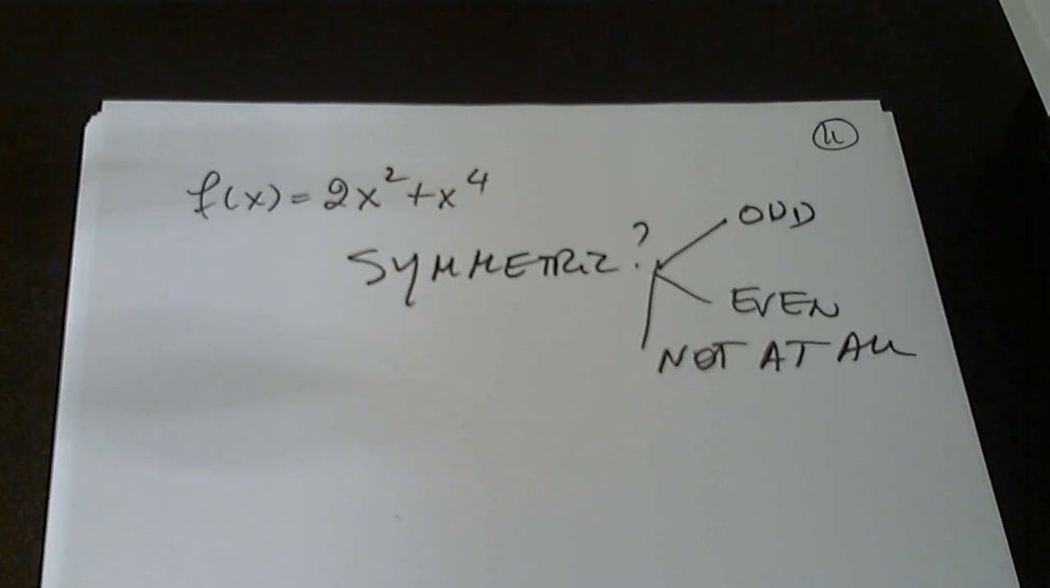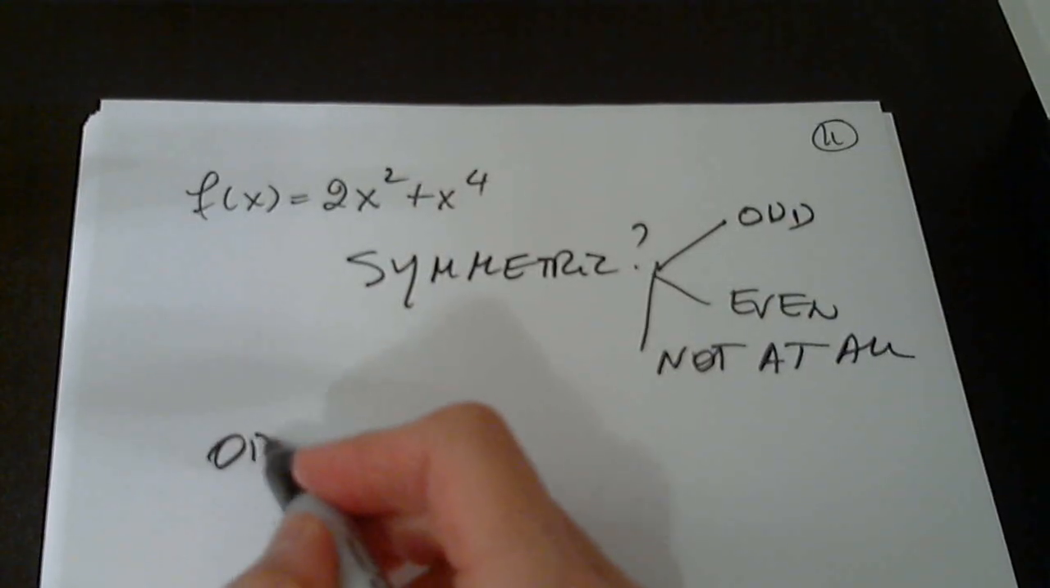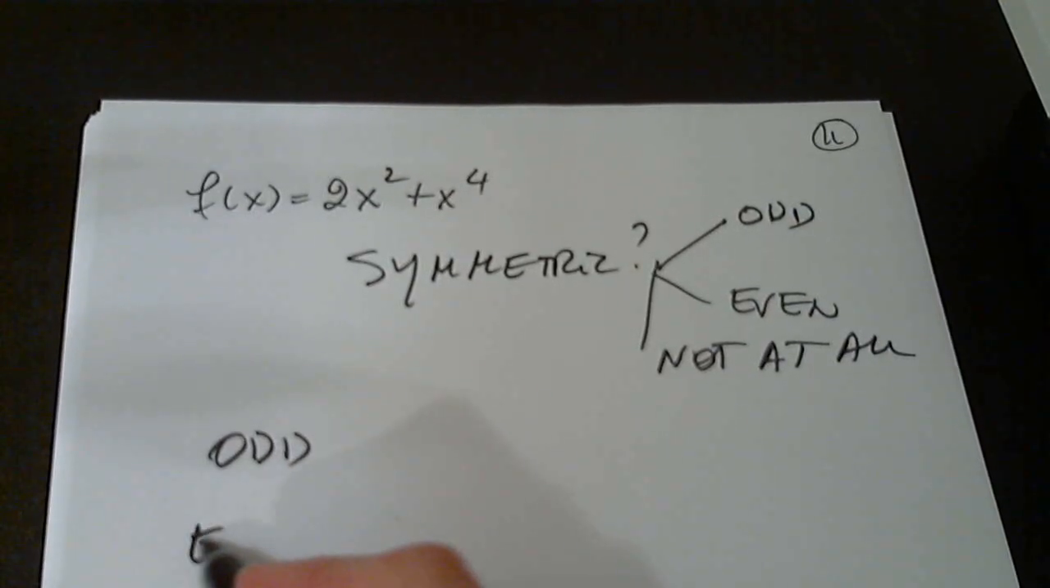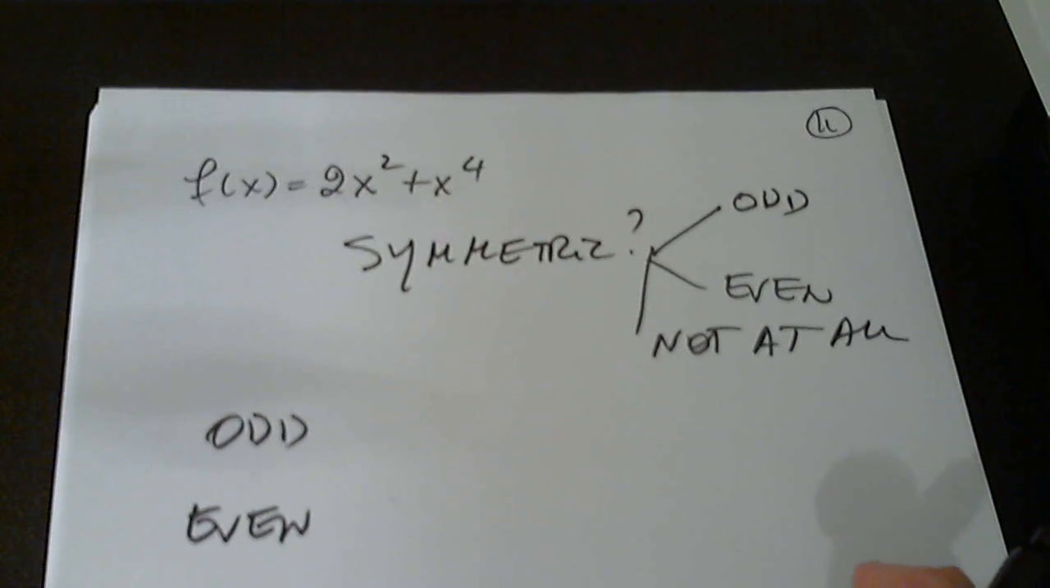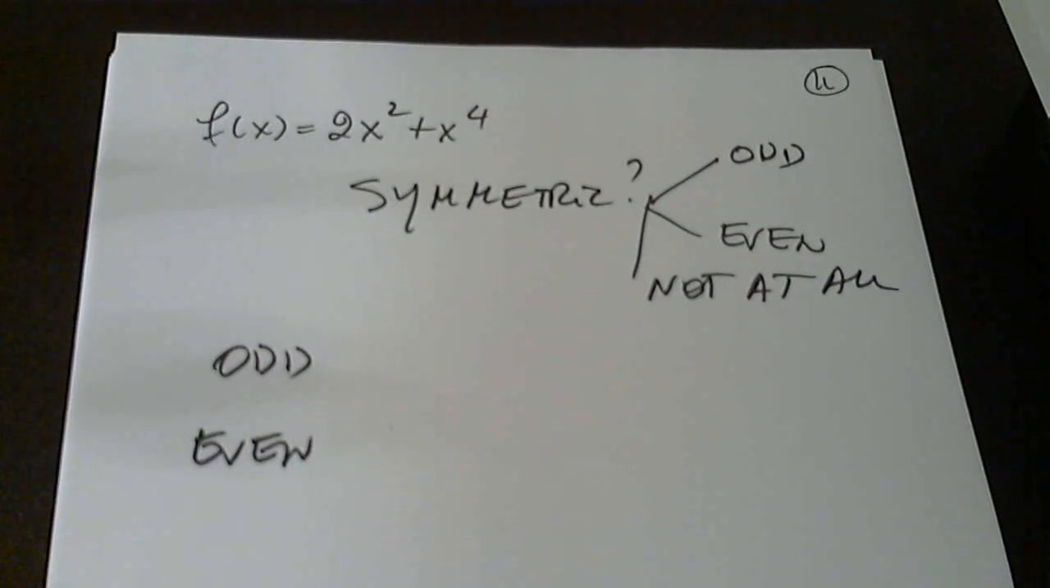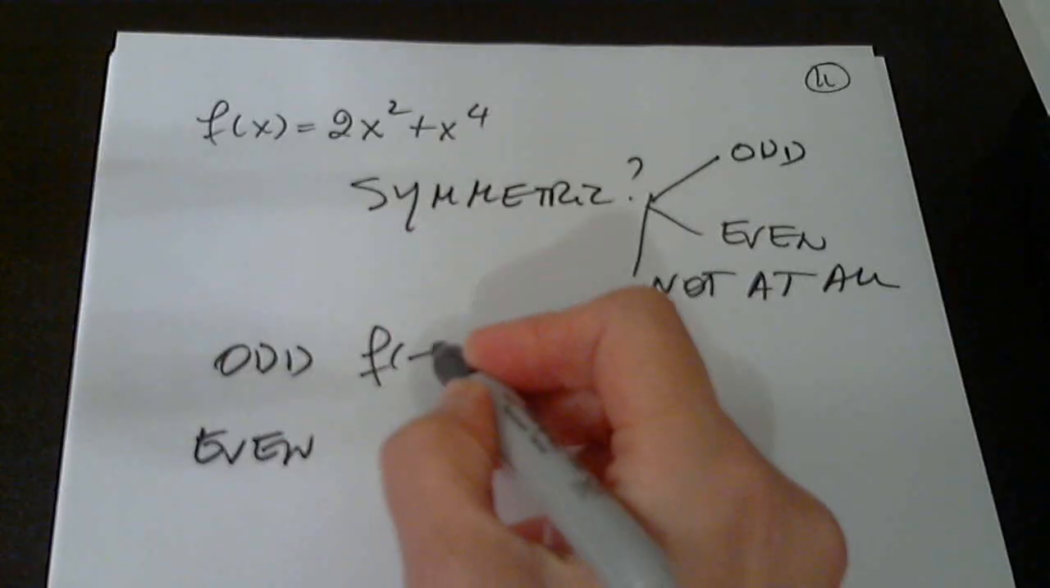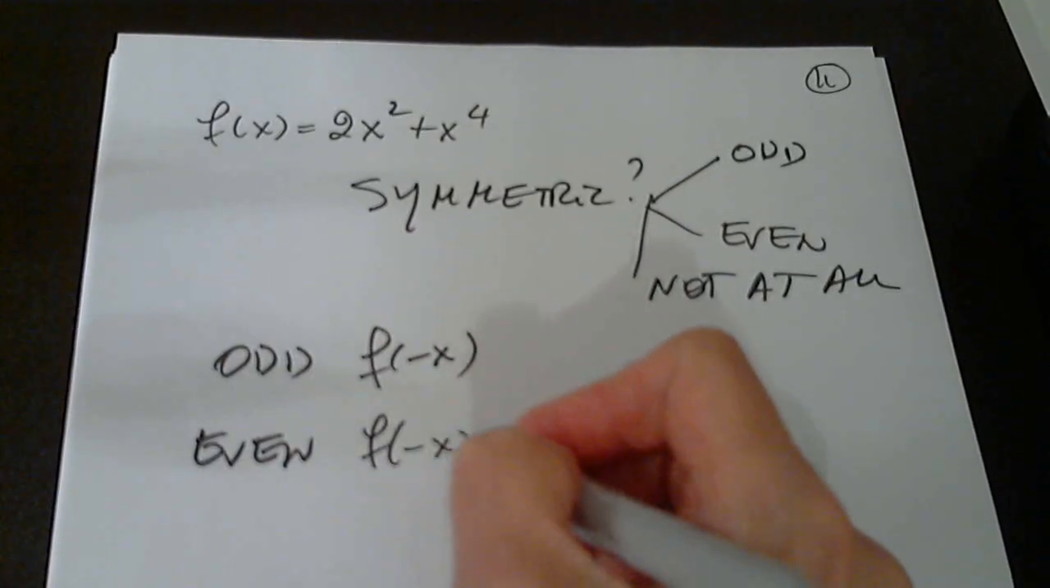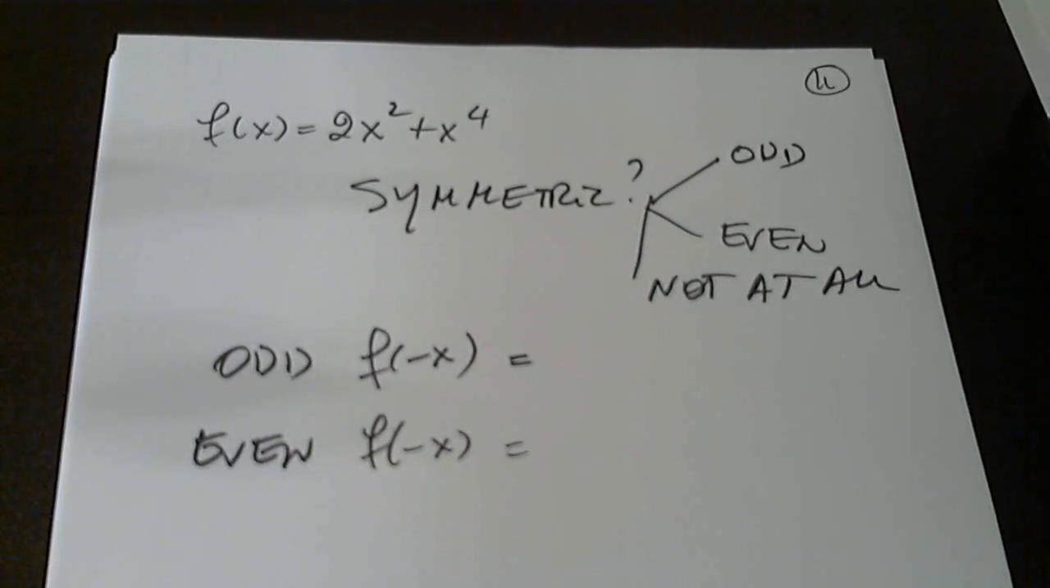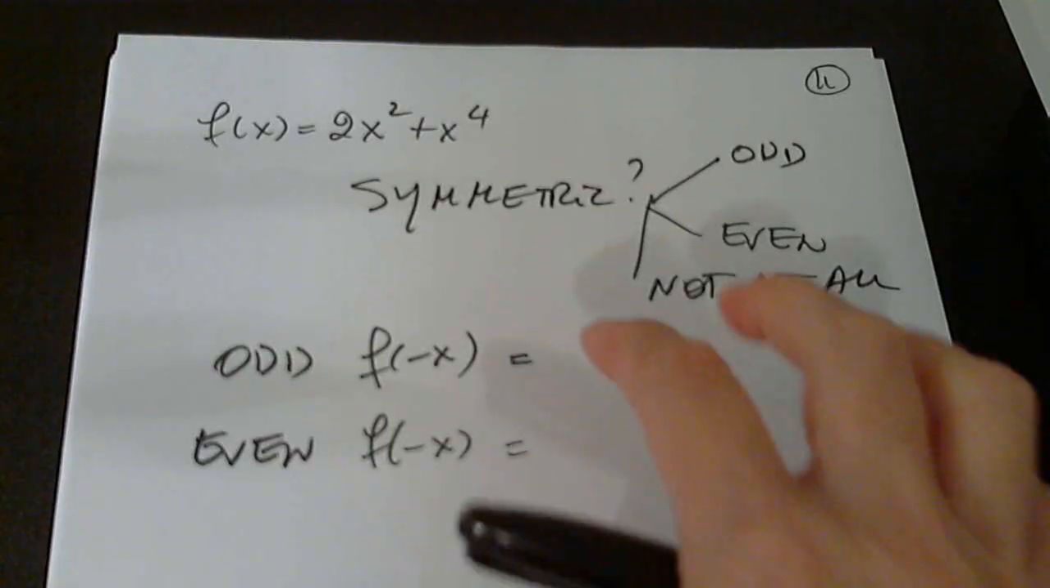What do we need to find? What is the relationship for odd? And what is the relationship for even? Remember, in both cases, we have to determine f of negative x. What is in the case of even? What does it equal to? And what is in the case of odd?